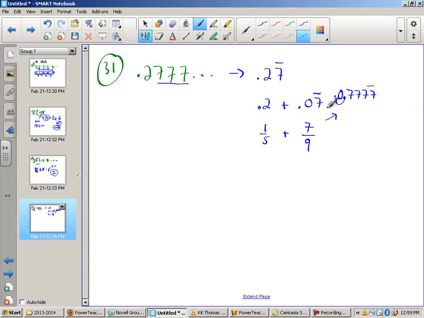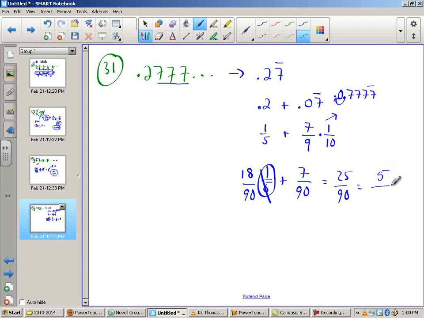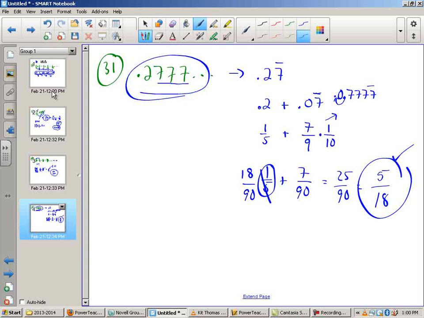To do that, I'm going to divide by 10, which is the same as multiplying by 1 over 10. So this is 1/5 plus 7 over 90. In order to add these two fractions, I need a common denominator. So that's going to make this 18 over 90, when you multiply top and bottom by 18. And that gives me 25 over 90, which reduces to 5 over 18. Now to prove that that works, you take your calculator, you type 5 divided by 18, and sure enough, this is what you get. So our answer checked out.